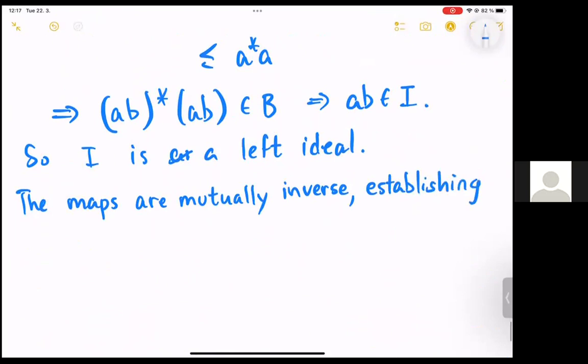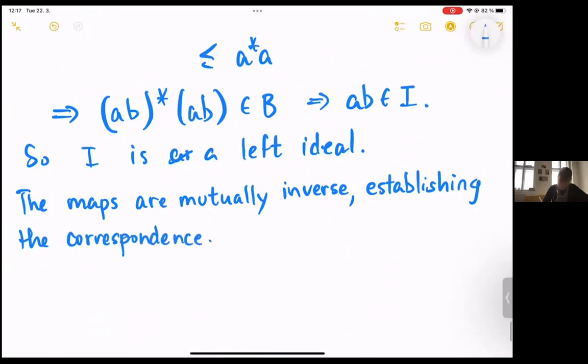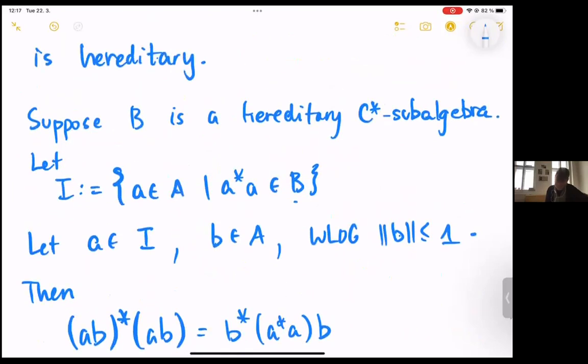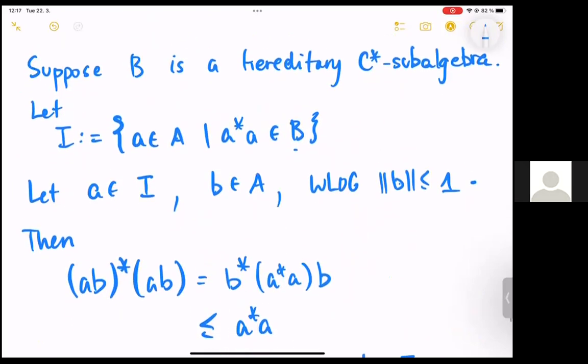So Karen, maybe I missed it, but did you show that the set is also closed under addition in order to be a left ideal? No, I didn't bother. I guess that's true. Okay.